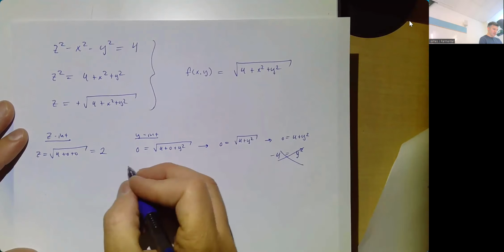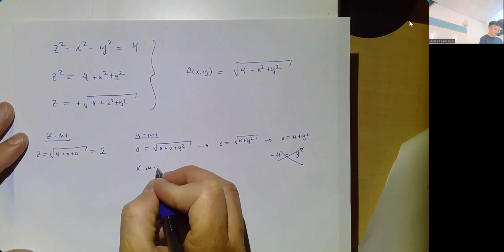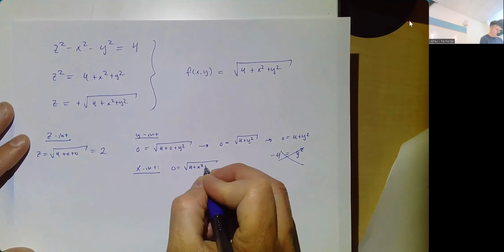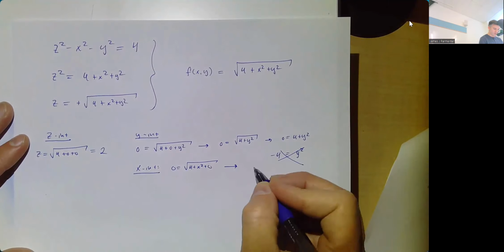And the same thing for the x-intercept. Try to find the x-intercept. We're going to get 0 equal to the square root of 4 plus x squared plus 0, which is going to yield the same result.